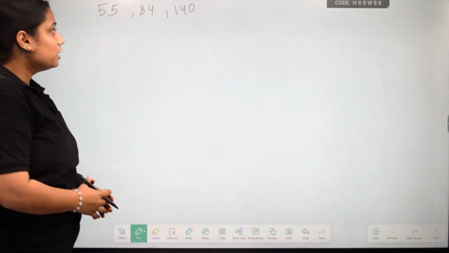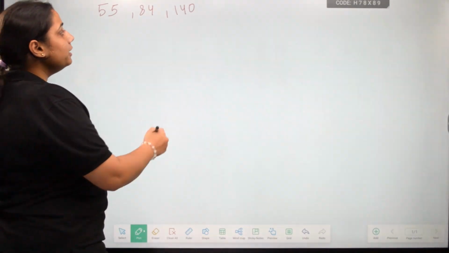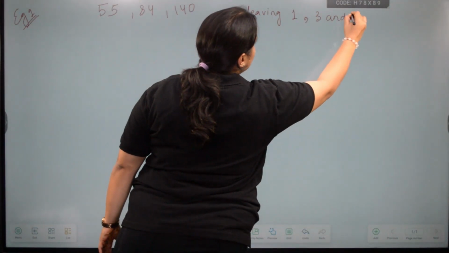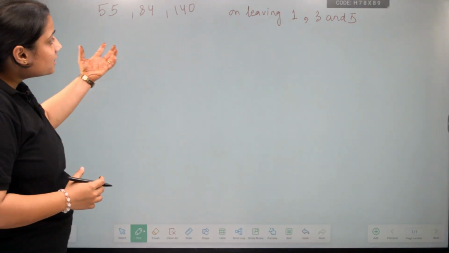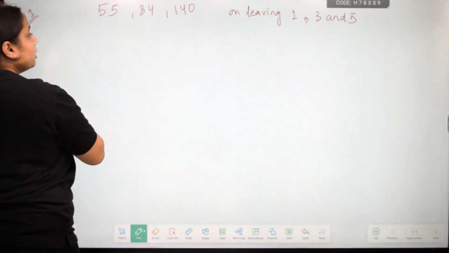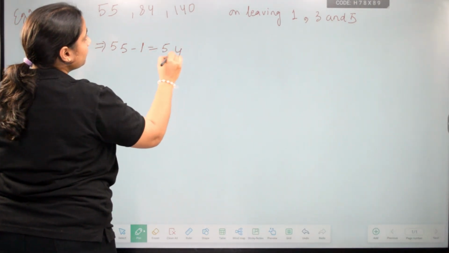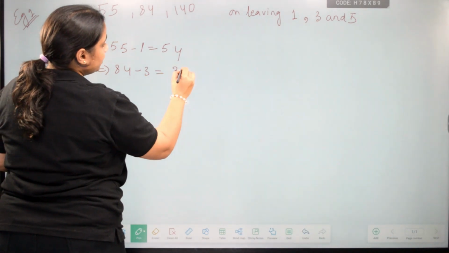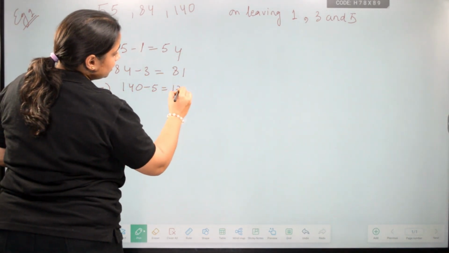Example number 1. Now we have to find the greatest number that divides these numbers leaving remainders 1, 3 and 5. So we have to find a common divisor which divides these numbers after leaving 1, 3 and 5 respectively. So the number 55 minus 1 is equal to 54. 84 minus 3 is equal to 81. And 140 minus 5 is equal to 135.